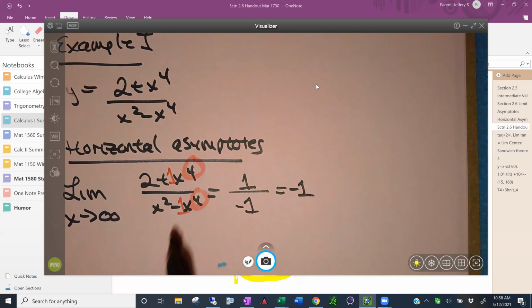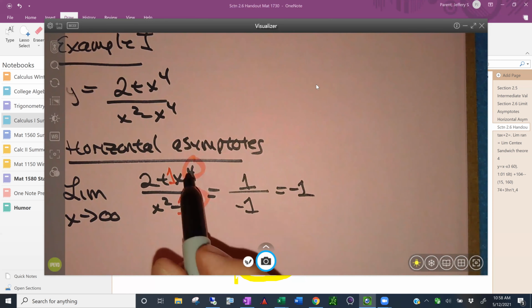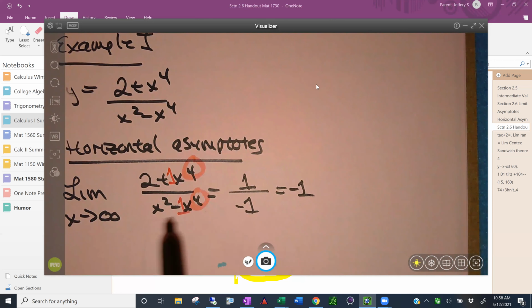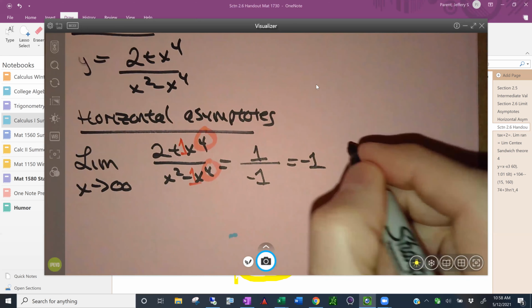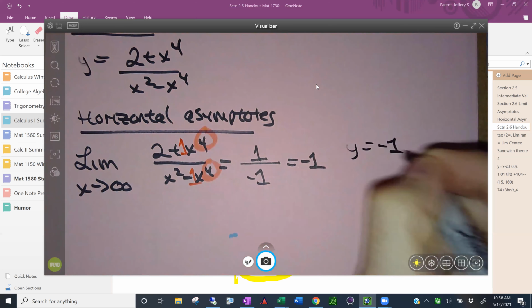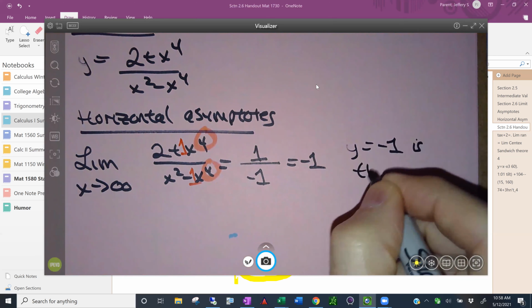Now, it's not really going to matter if you're going to positive infinity or negative infinity, because when you have a negative number to an even power, it cancels out. So that's really going to be your one and only horizontal asymptote. So y equals -1 is the horizontal asymptote.